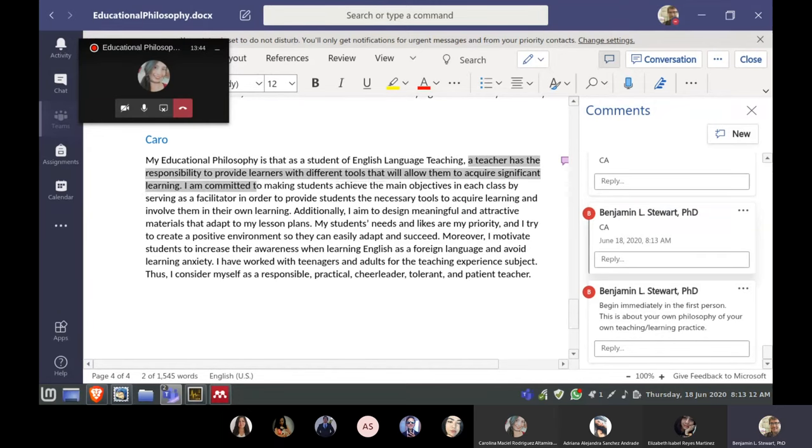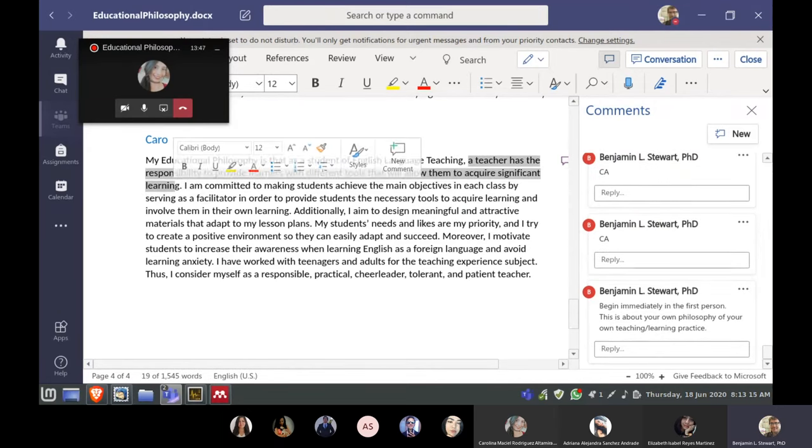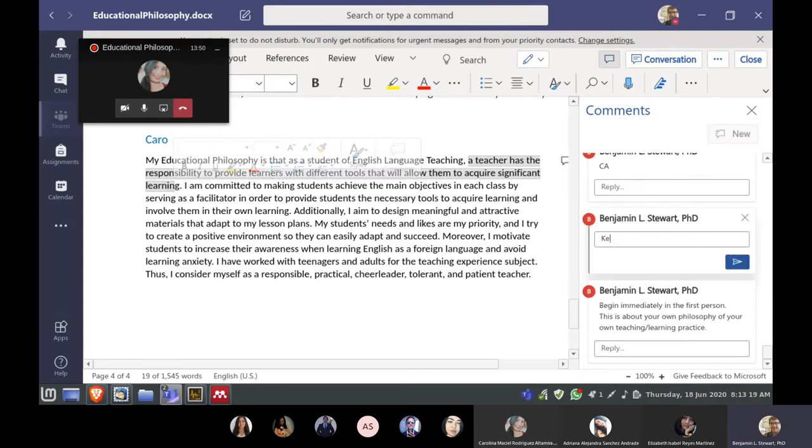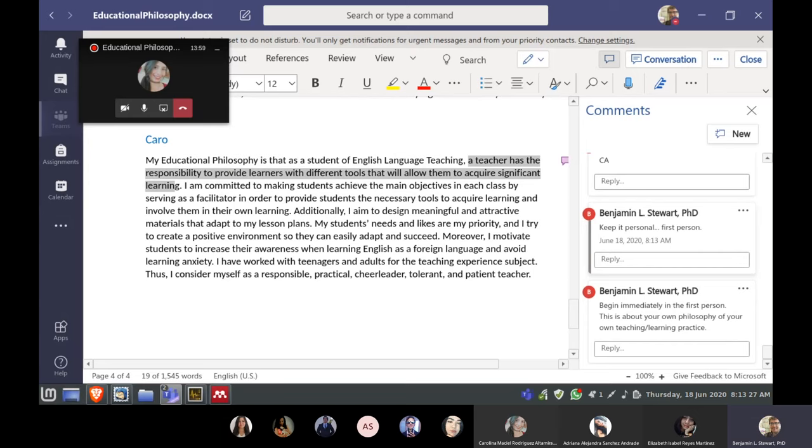Kato, in your case, this first sentence, I would jump right in and keep it as personal as possible. So here, instead of saying a teacher has to be responsible and all this, just keep it about you, thinking about why you teach, how you teach, whom you teach, when do you teach, where do you teach, and especially with technology, if you want to incorporate within your educational philosophy something about technology, where and when you teach are really interesting questions to answer, all right?